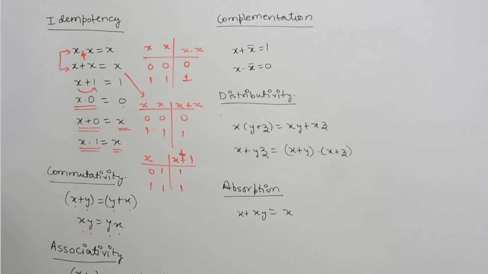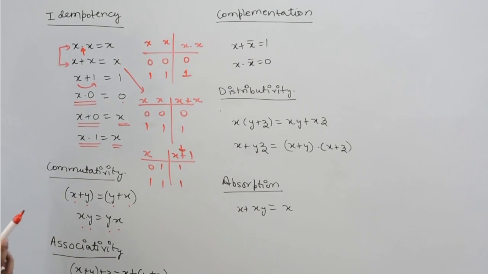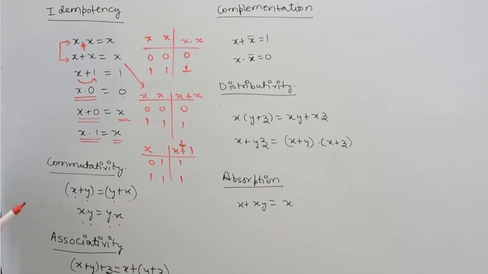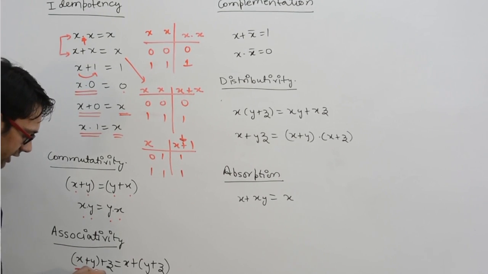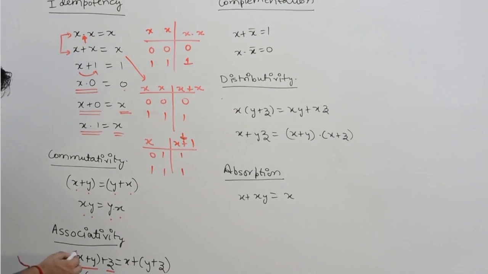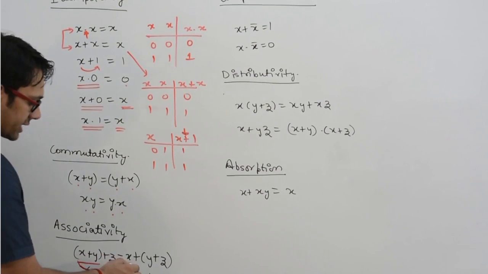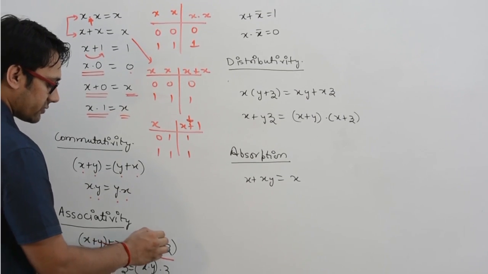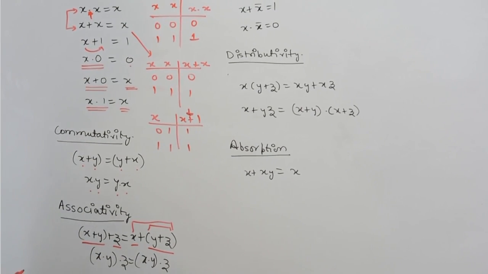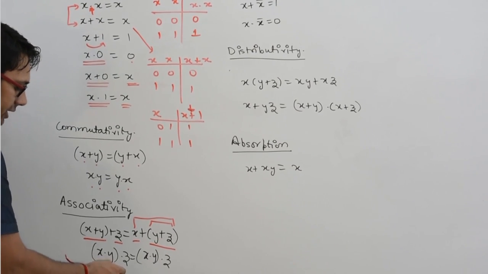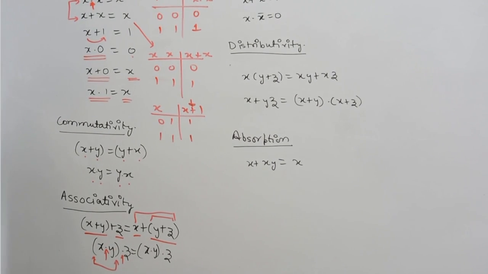The next property is associativity. Associativity means we can associate the brackets. When I say we can associate the brackets, it means we can prioritize the variables and operators accordingly. If we are doing x plus (y plus z), it means that first we calculate y plus z, and then perform an OR operation between x and that result. Here the bracketed part has higher priority because of the opening and closing brackets.